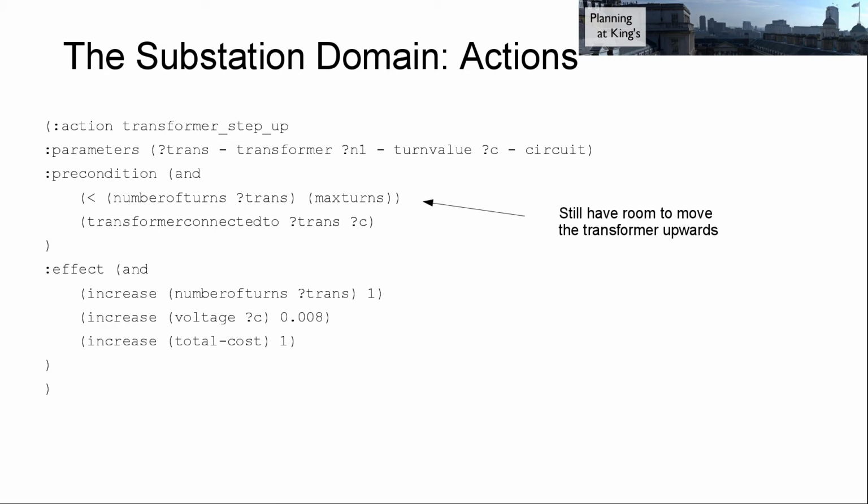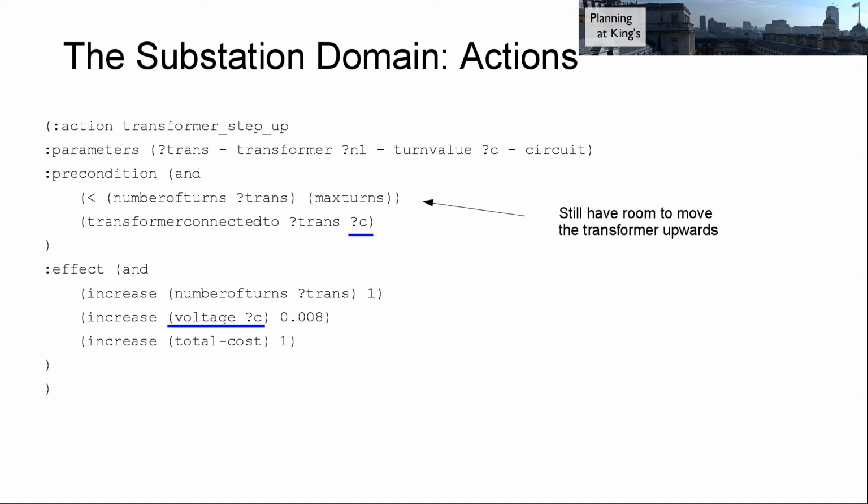The number of turns on the transformer has to be less than the maximum number of turns. So say the maximum number of turns is 30. If that's 29 or less, we're golden. We can step the transformer up. This second bit here, you can see that the transformer has to be connected to some circuit. Now this is a static fact, so this is encoding the topology of the substation.